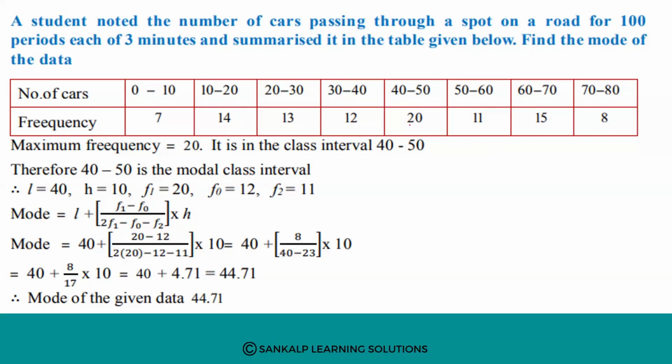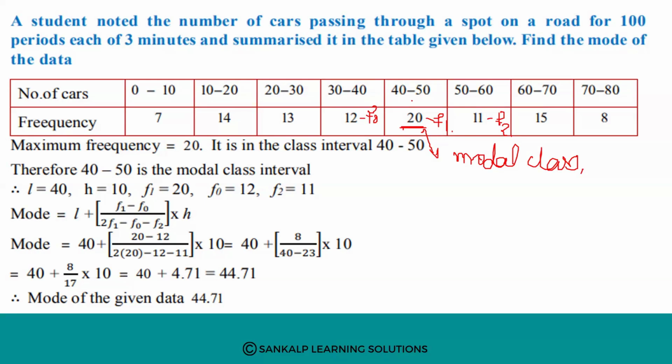Yes. So highest frequency is 20. Right? Highest frequency is 20, or you can say maximum frequency. This is called the model class. So this value is F1, the preceding value is F0 and the succeeding value is F2. Now we got F1, F0 and F2.